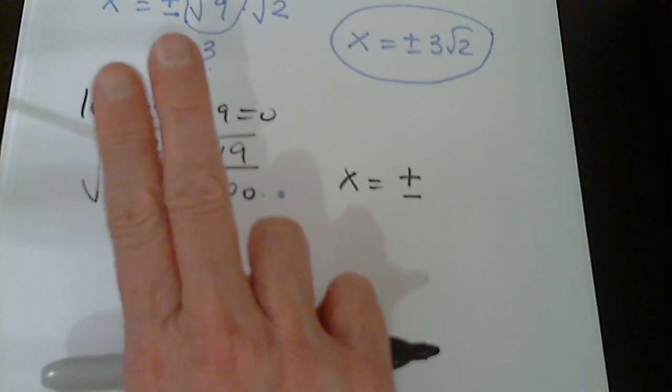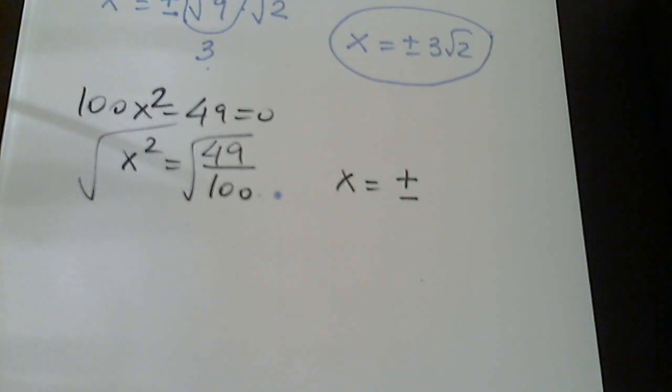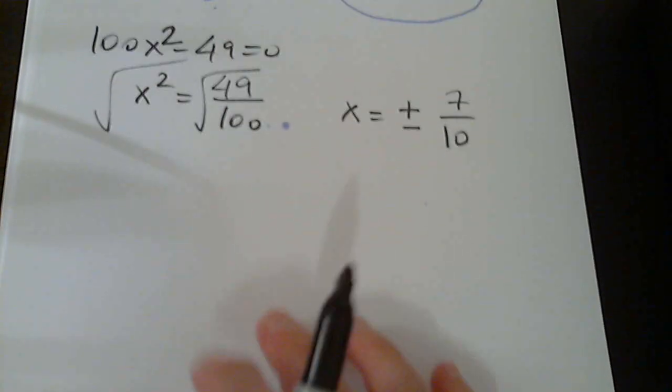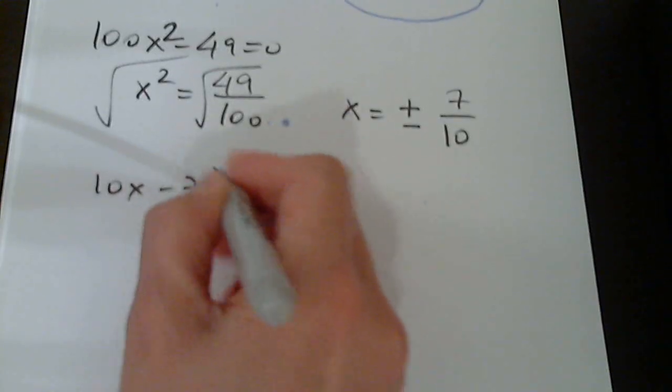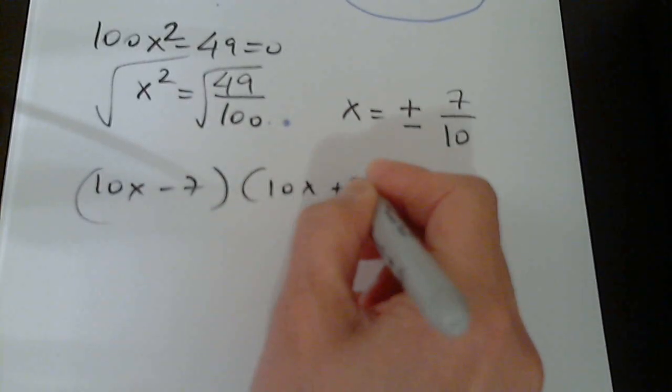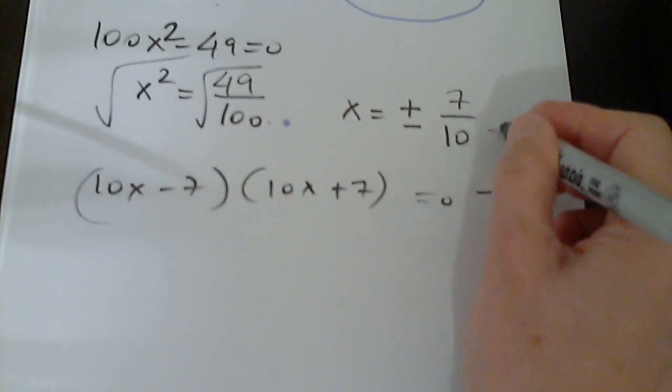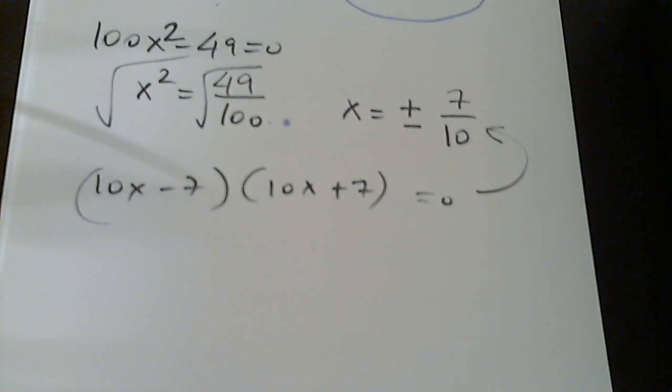We need 2 solutions. It's quadratic. What will you write as the final answer? 7/10, plus or minus. That's it, and you're done. Can you factor? Yes. You will have 10x minus 7 and 10x plus 7 equals 0, and you still get the same answers.